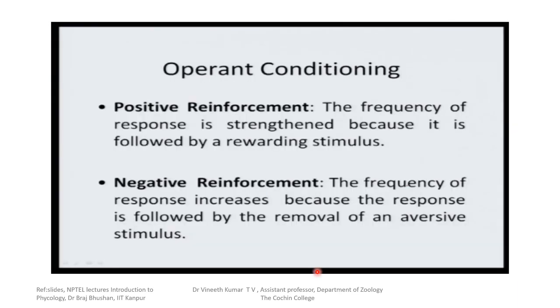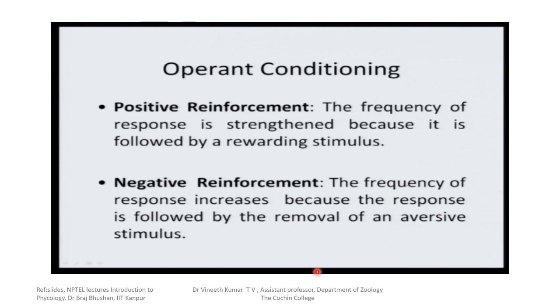in the mesh. And in operant conditioning, we come across two terminologies. They are called positive reinforcement and negative reinforcement. Positive reinforcement is something where the frequency of a response is strengthened because it is followed by a rewarding stimulus. That is the case with our cat, where the frequency of the response is strengthened because it is being rewarded, because whenever it presses the lever, it is getting its meal. So it is a reward for that, so that the response will be strengthened.